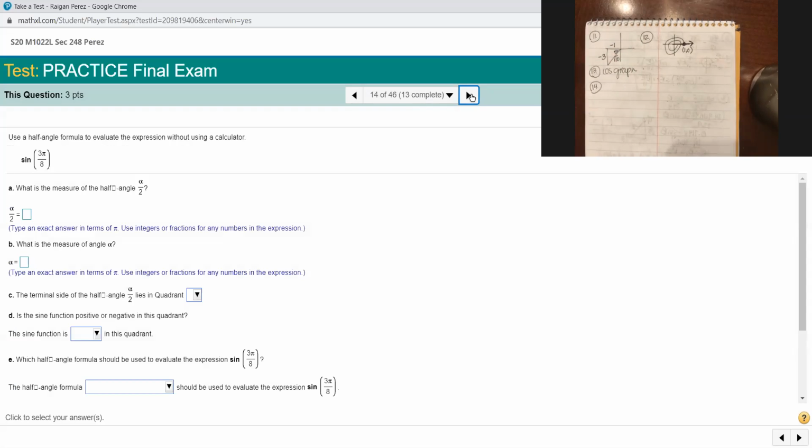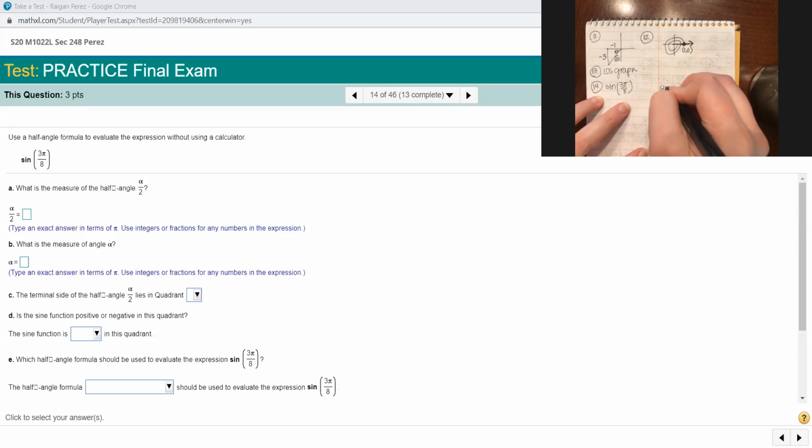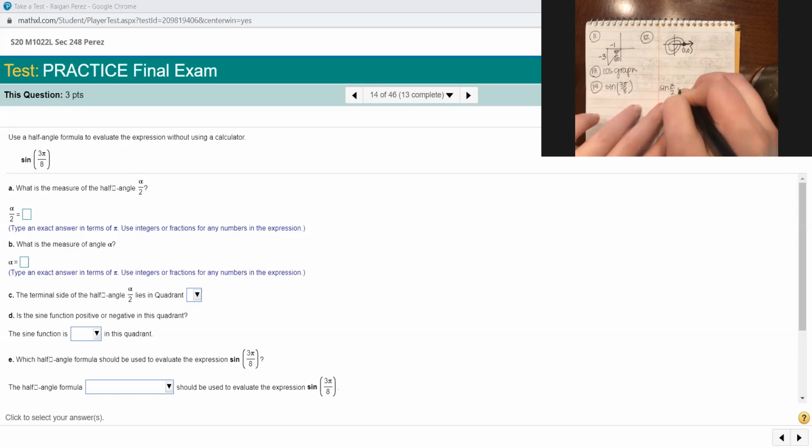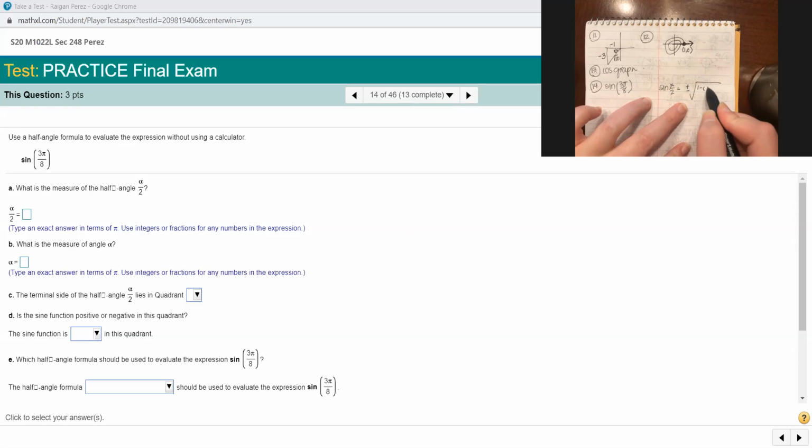And number 14. So use the half angle formula to evaluate the expression. So sine of 3 pi over 8. Give me a second, hopefully it won't mess me up again. The half angle formula for sine is either plus or minus, depending on what quadrant it's in, the square root of 1 minus cosine alpha over 2. Remember, you will have this one in the sheet.